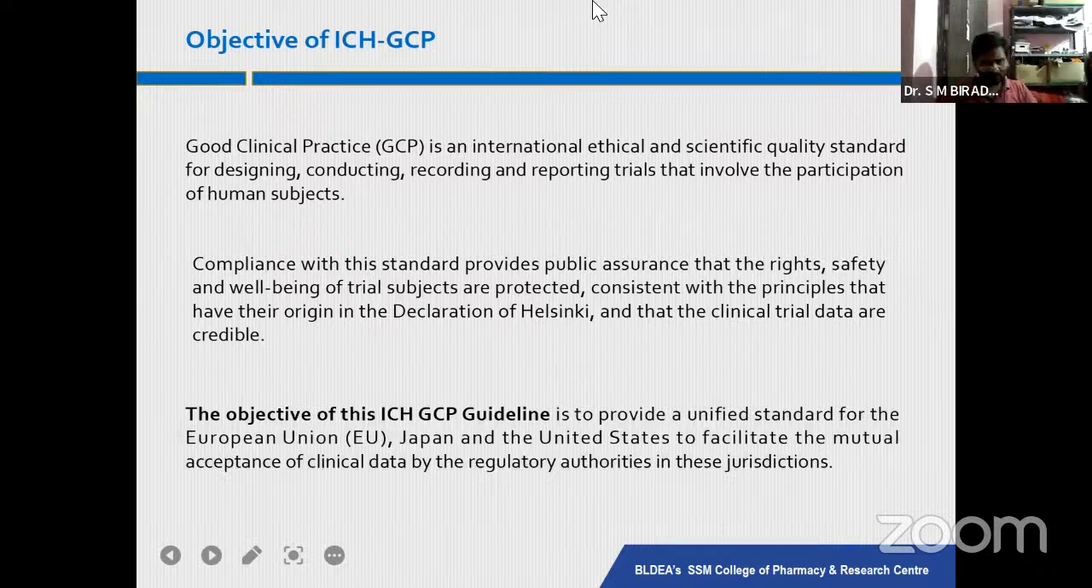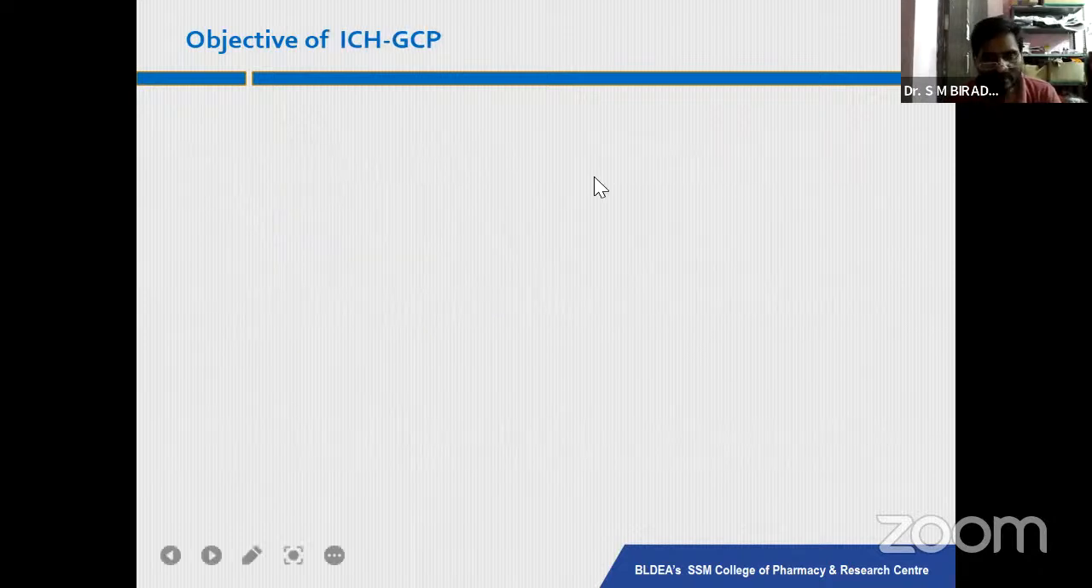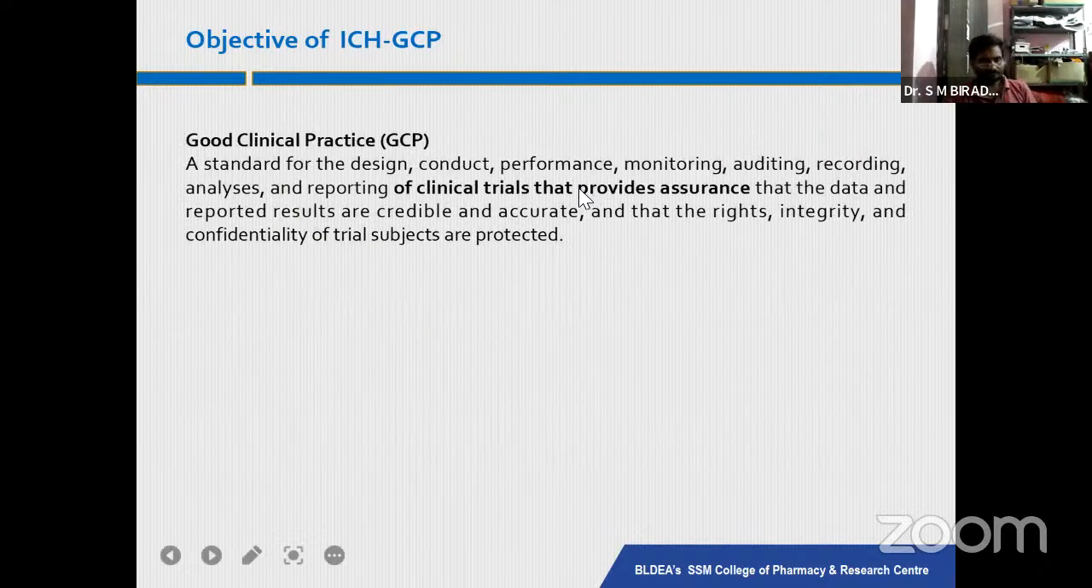The objective of the ICH guidelines is to provide unified standards for Europe, Japan, and the United States, to facilitate the mutual acceptance of clinical data by the regulatory authorities in these jurisdictions. This was initially in 1996. Now the same exchange of programs takes place among all the people involved in this organization, and it can be among all the countries.